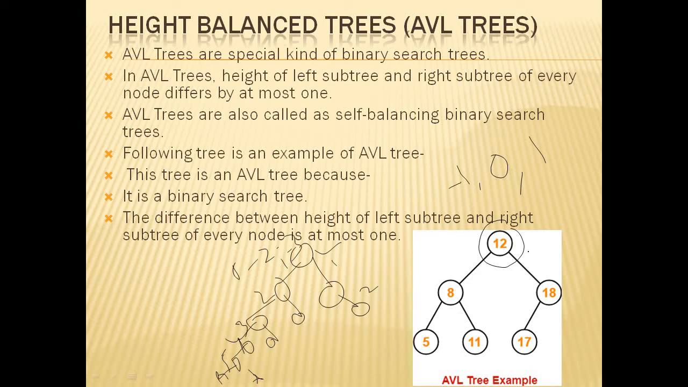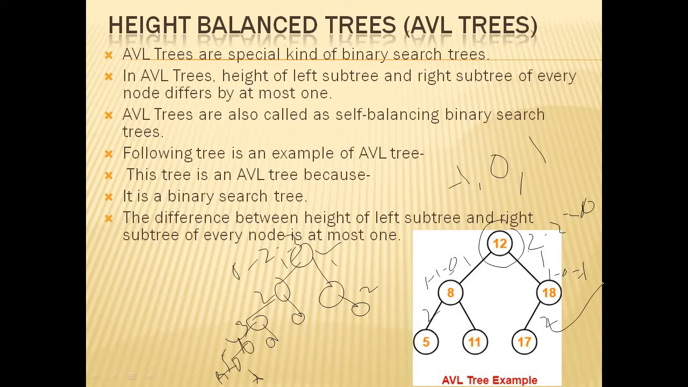Observing this example, the height of the left child is 1, 2. The height of the right child is 1, 2. 2 minus 2 is 0. So it has balancing factor 0. When you observe here 8, 1 minus 1 is 0. When you observe here, 1 minus 0 is 1. So the balancing factor of these subtrees and the main tree is -1 or 0 or 1. So this is an AVL tree. This is the process of an AVL tree.